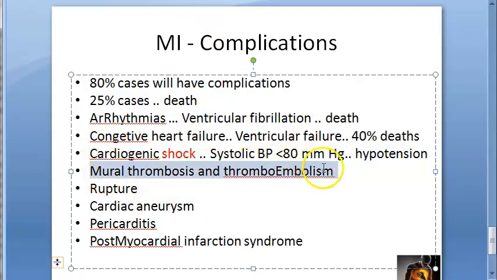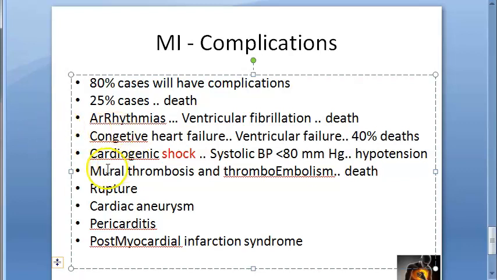Mural thrombosis and thromboembolism. So because of intracardiac thrombi, there can be thromboembolism. There can be thromboembolism from thrombus in the leg veins also, right? This will also account for death. Thromboembolism can lead to death, and it is a major cause of death in 12% of the cases.